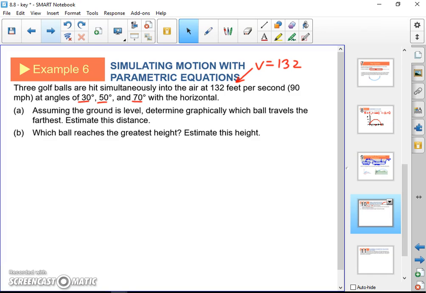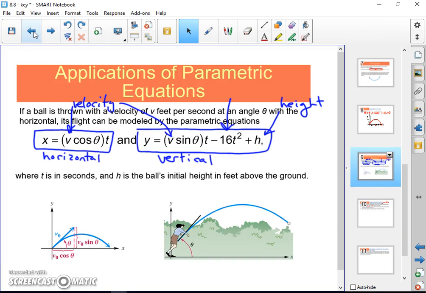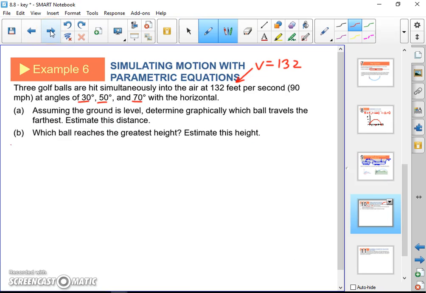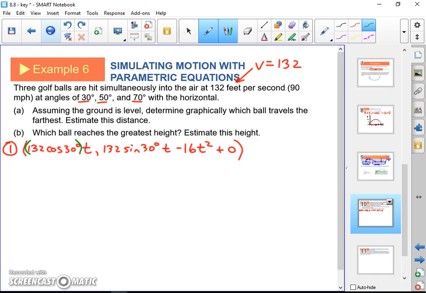So, looking back at our model, we can talk about the first one being 132 cosine 30 degrees times t, comma, 132 sine 30 degrees times t minus 16t squared plus the initial height of 0 because it's hit off the ground. Okay? Now, when you enter this in on Desmos, I think you're going to need to put parentheses in right there. Otherwise, it's going to think the t is part of your cosine argument.